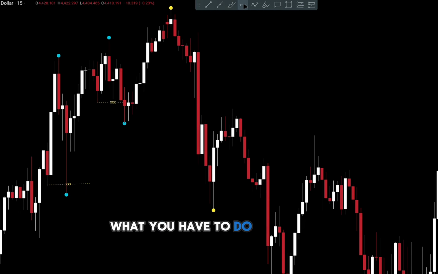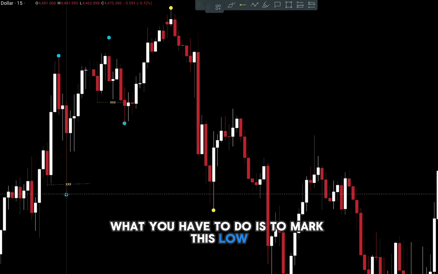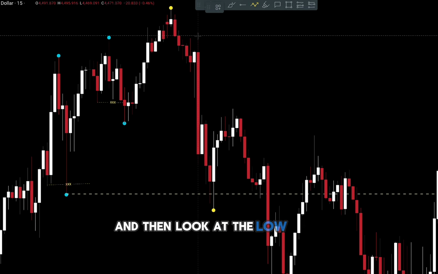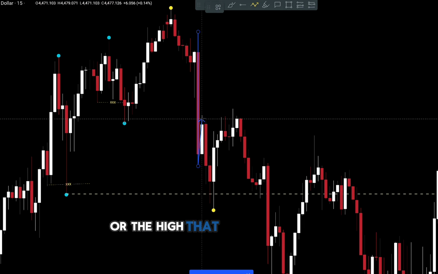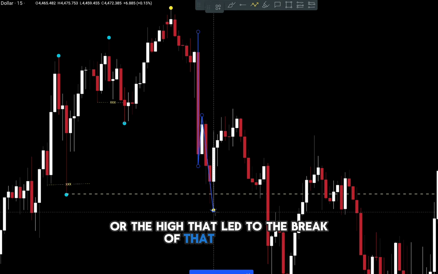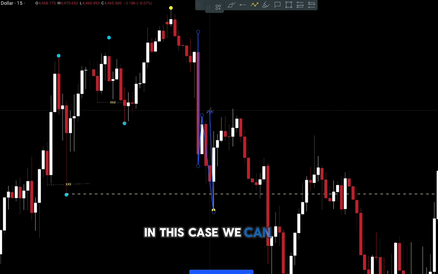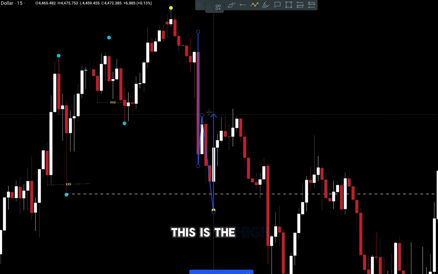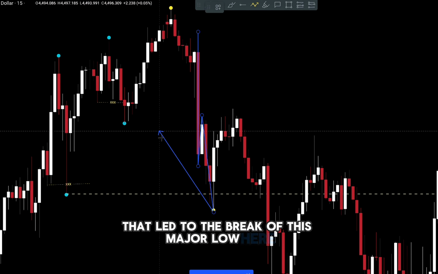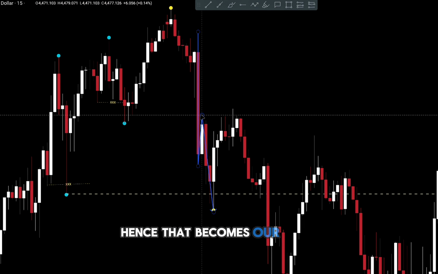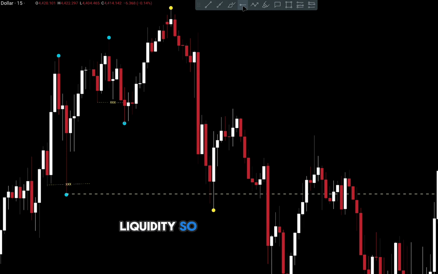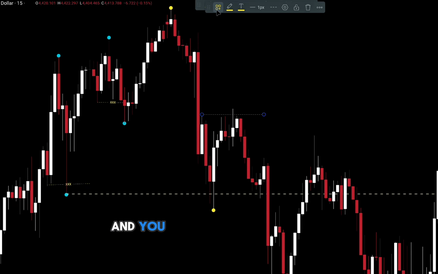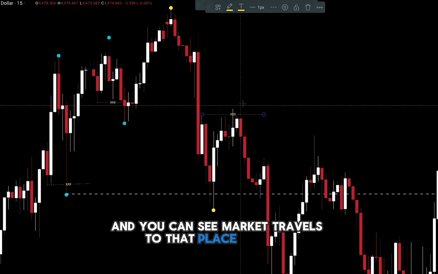What you have to do is to mark this low, which it took out last, and then look at the low, or the high, that led to the break of that low here. In this case, we can see this was the low that led to the break of this. This is the high that led to the break of this major low here. Hence, that becomes our what? Liquidity.